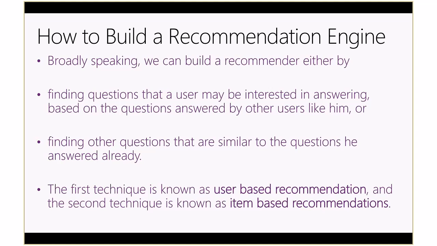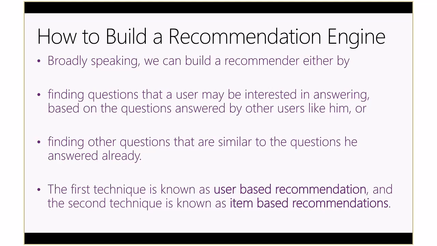Broadly speaking, we can build a recommender, which is another name for a recommendation engine, either by finding questions that a user might be interested in answering, based on the questions answered by other users like him, or other questions that are similar to the questions that he answered already. The first technique is known as user-based recommendation, and the second is known as item-based recommendation. The type of recommender we'll be building is the first of those two.